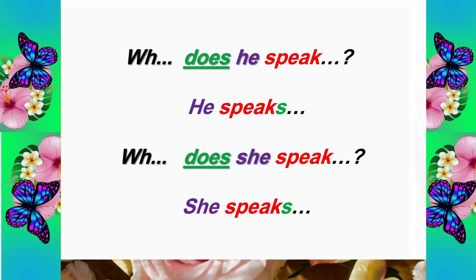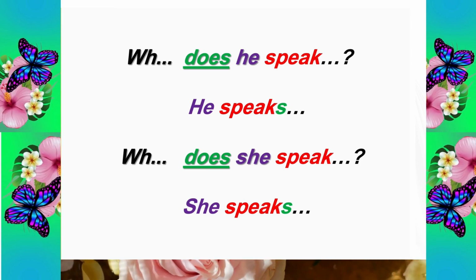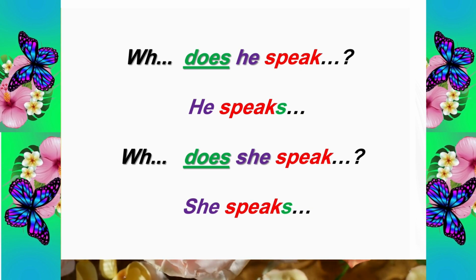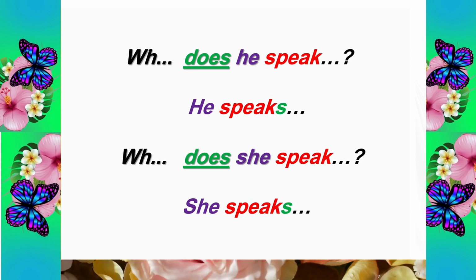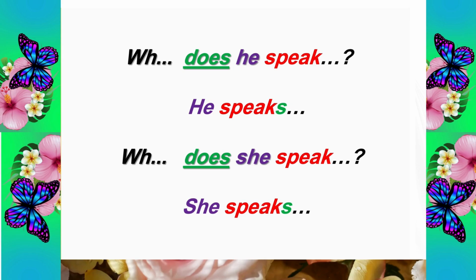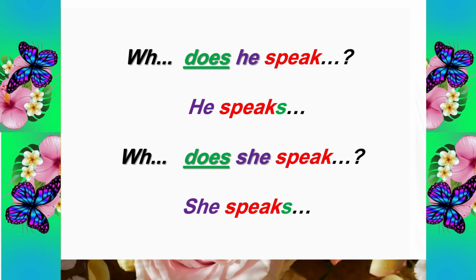So the verb speak in the question doesn't take s, even if we have he and she and it. But in the positive sentence, it must take an s. She speaks. Let's continue.